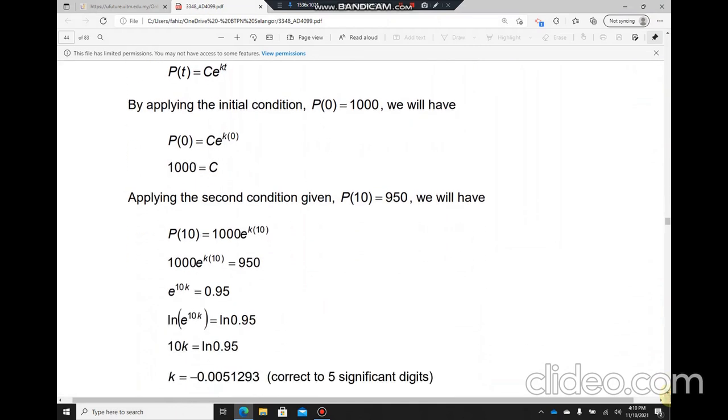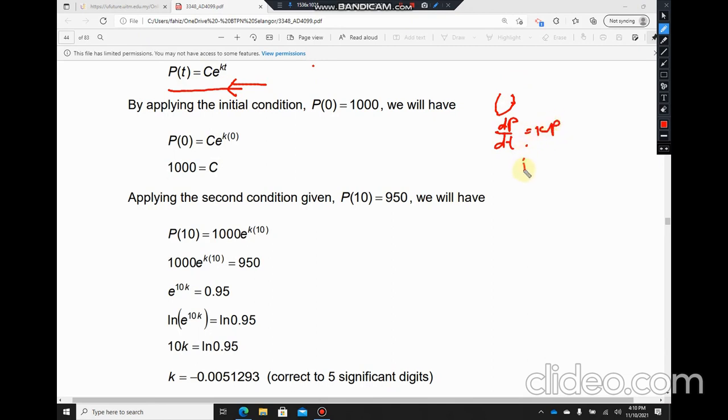P equals to Ce^(kt). Okay, kalau boleh you all tunjuklah kalau soalan ni, sebab biasanya kalau soalan daripada sini, you all boleh tunjuklah macam mana dapat this equation. So kan dia start daripada, we start from dP/dt equals to kP and then until you get P equals to Ce^(kt).